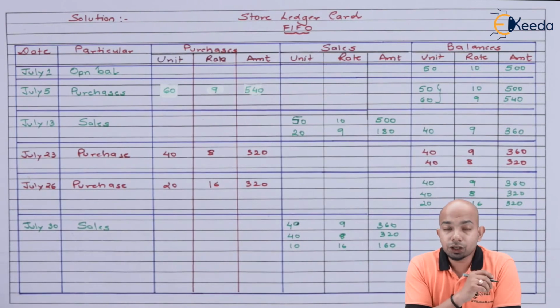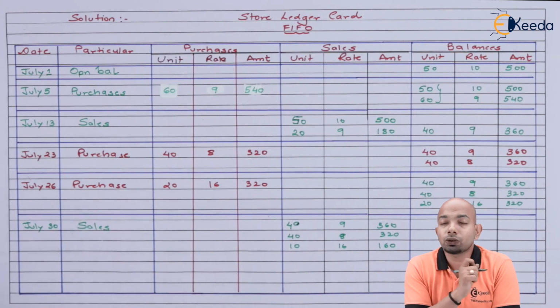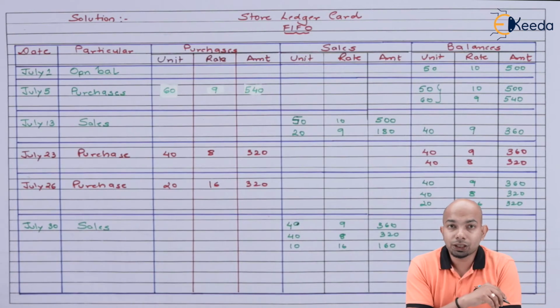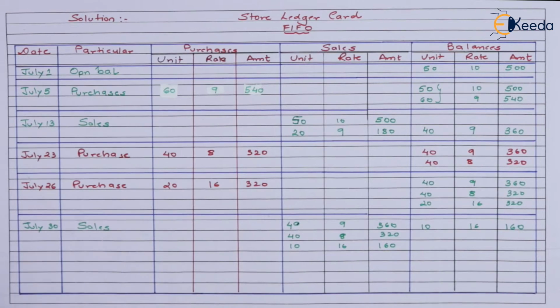So if you can see, we have mentioned here 40 units at the rate of 8, 40 units at the rate of 9 and 10 units at the rate of 16, and that total amount has been also mentioned. Now the balance here that will be left is only 10 units. So that is the balance left which has been mentioned there. After this, there is nothing to worry about, there is nothing to tally here.